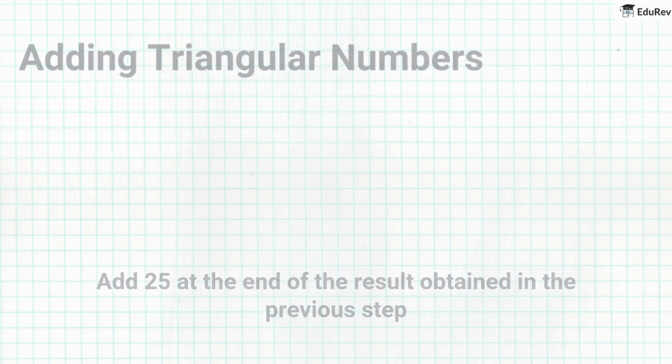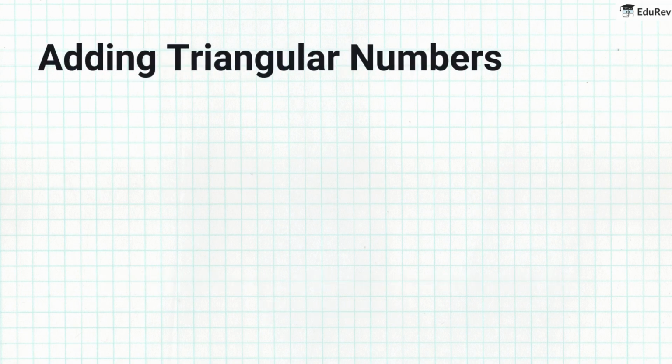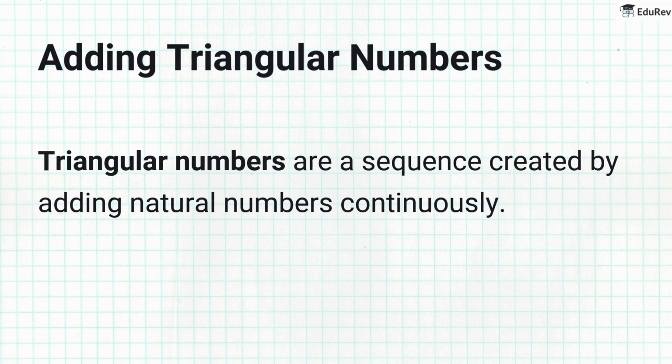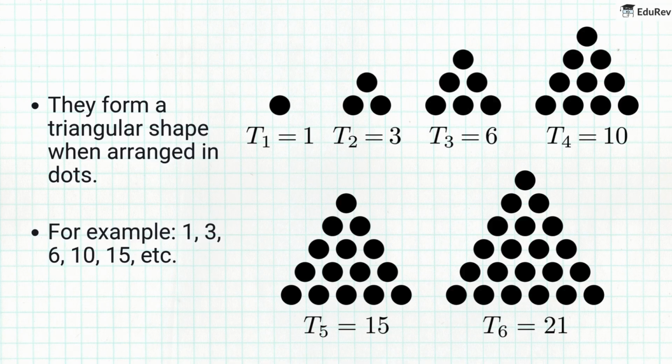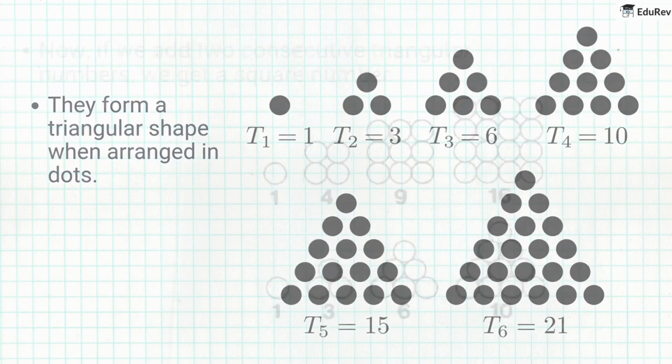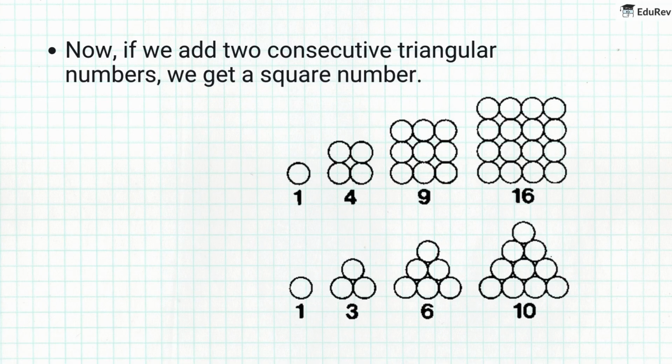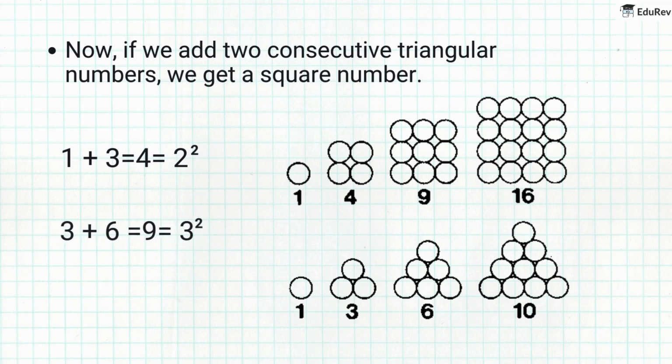Now, let's talk about adding triangular numbers. Triangular numbers are a sequence created by adding natural numbers continuously. They form a triangular shape when arranged in dots. For example, 1, 3, 6, 10, 15, etc. Now, if we add two consecutive triangular numbers, we get a square number. For instance, 1 plus 3 equals 4, which is 2 squared. Similarly, 3 plus 6 equals 9, which is 3 squared.